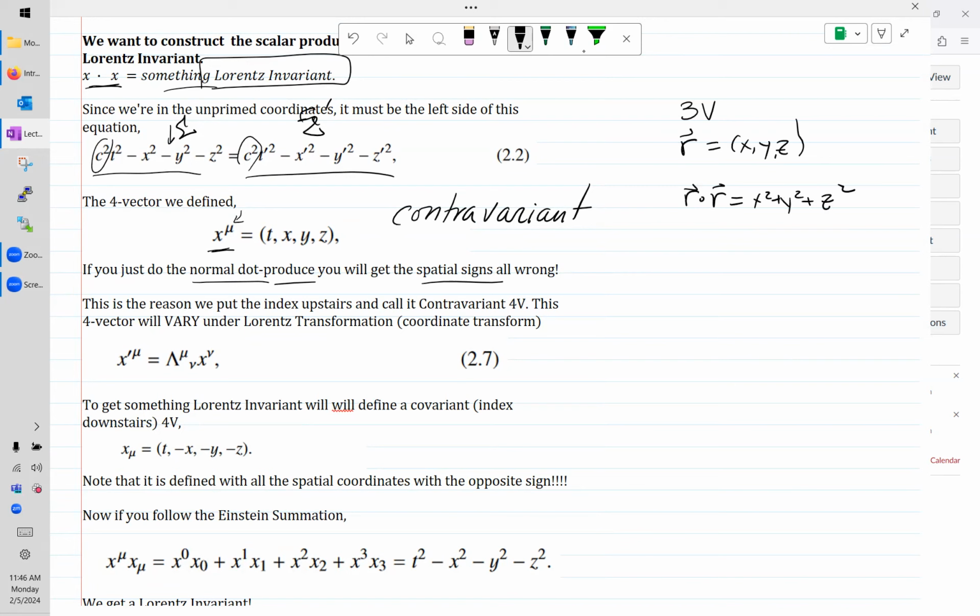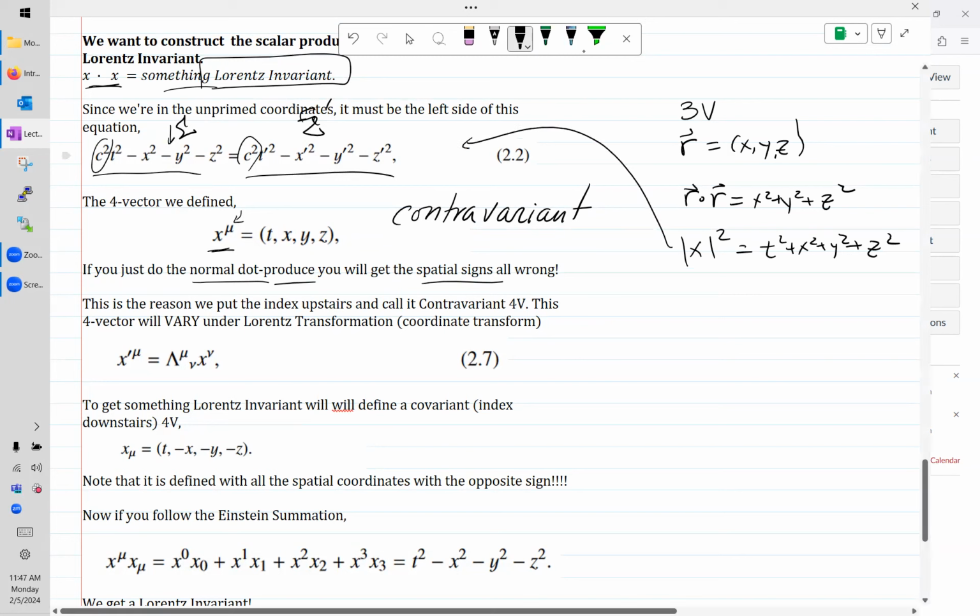If you did that with these 4 vectors, just do x squared, you're going to have t squared plus x squared plus y squared plus z squared. That's not what this equation is. That's not invariant. You need that minus sign between the time and the spatial components. So how do we make this happen?